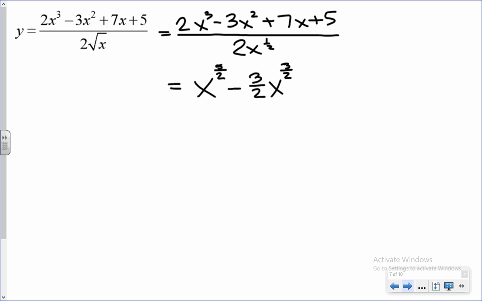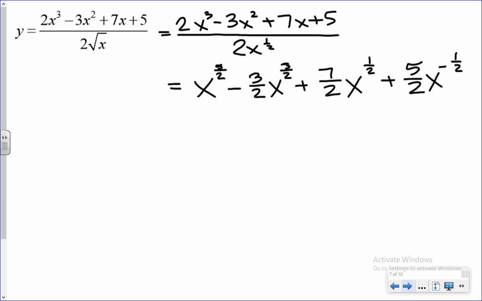Okay. There's a lot of silence, so let's talk about why it's 3/2. We have x squared divided by x to the 1/2 for subtracting powers. 2 minus 1/2 would be 1.5. We need to write it as 3/2. Okay? Plus 7 divided by 2, x divided by x to the 1/2 would leave us with x to the 1/2. And then we have 5 divided by 2, x to the negative 1/2.